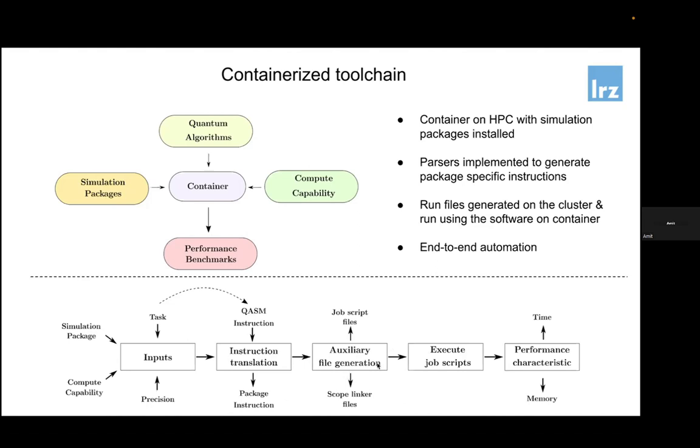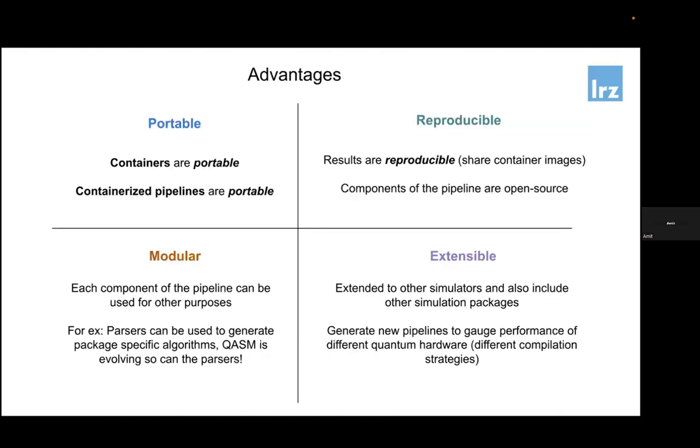In the next step, we generate the JavaScript files and also the scope linker files that scope the run files into the scope of the container. Then we execute the JavaScripts. And as a final processing step, we extract the time and memory and analyze what we get from them.